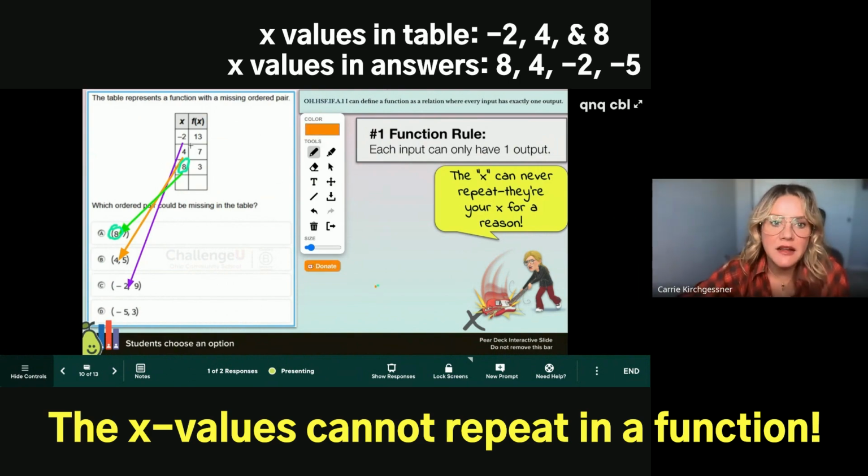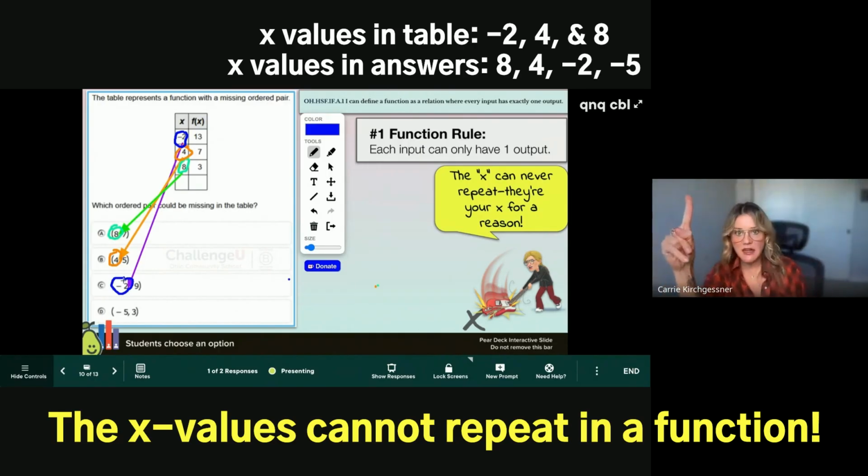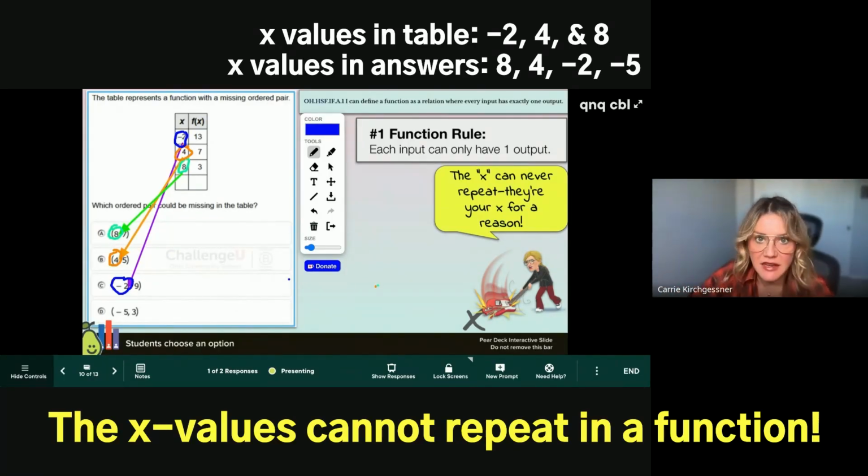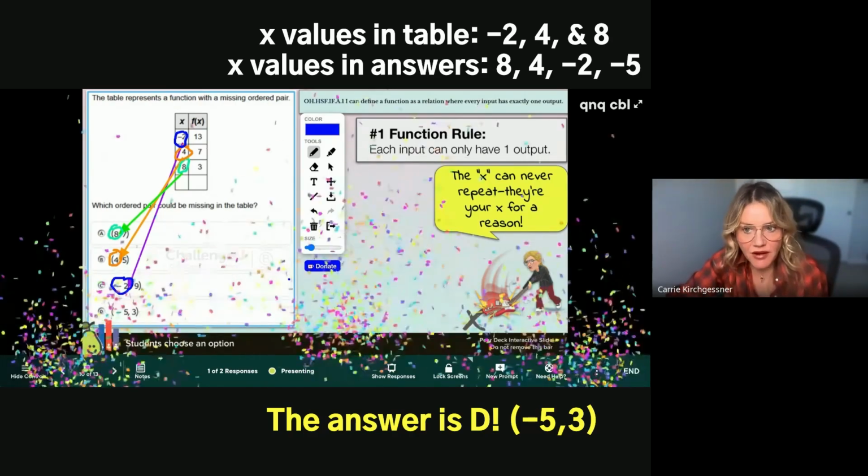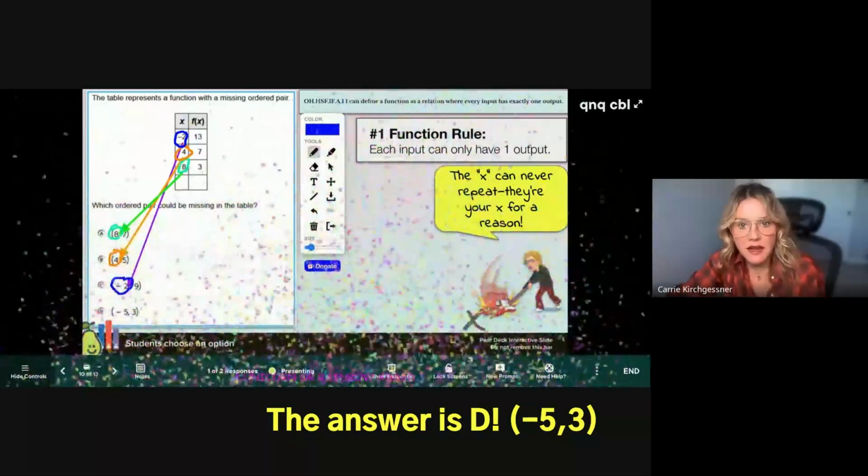On the X side. So we can't have this 4 because there's already a 4. And then we can't have this -2. You guessed it, because there's already a -2 in this function. So the only point that can exist in this function and still have it be called a function, because each input can only have one output, would indeed be D. So you guys got this one right. Nice work. Confetti and unicorns.